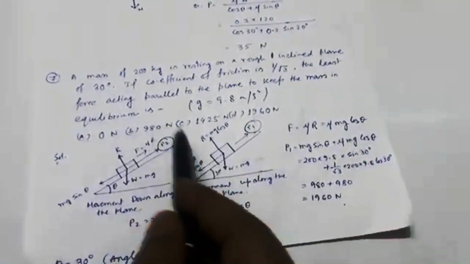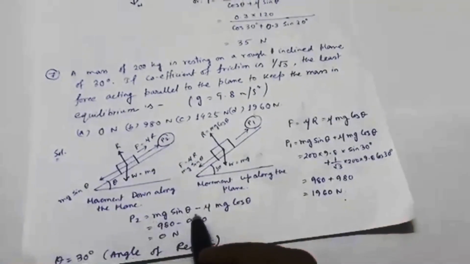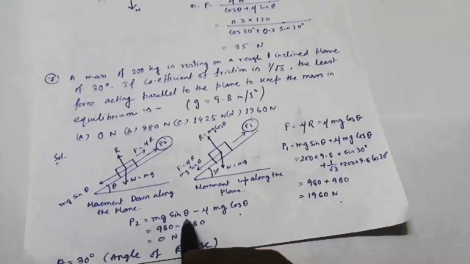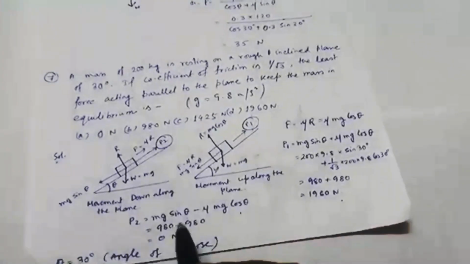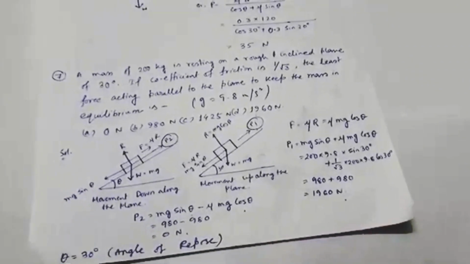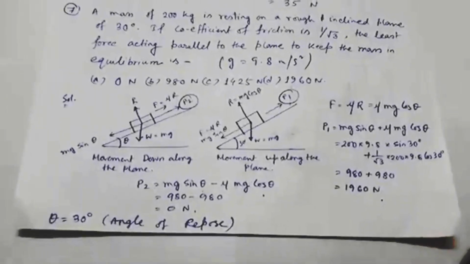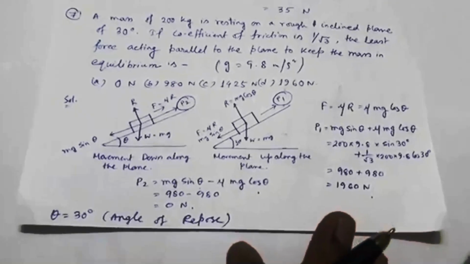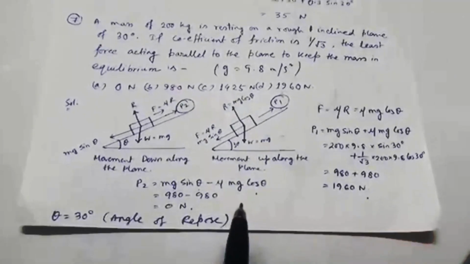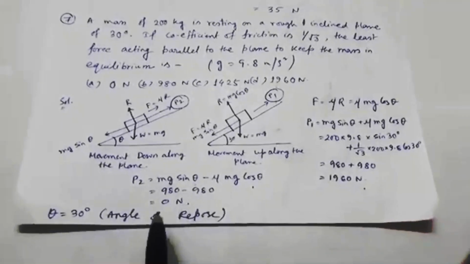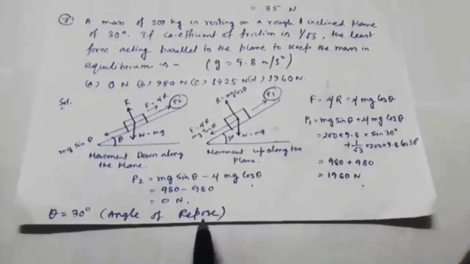So what is the value of P2? P2 is mg sin theta minus mu mg cos theta. After calculating, this is 980 and this is 980, so 0. So there is no force required actually. No force is needed here. The body will be just held on the plane when its angle of inclination is 30 degrees. So obviously 30 degrees is the angle of repose here.